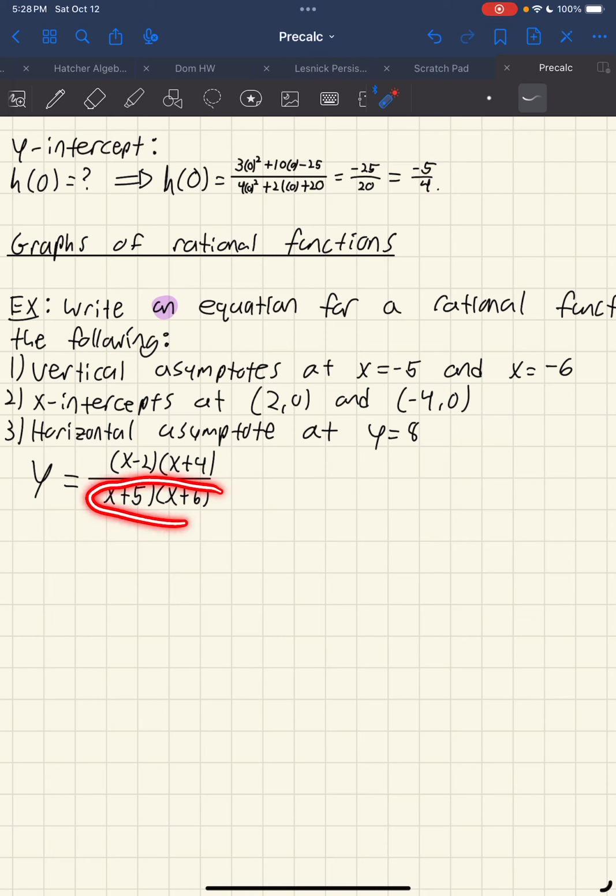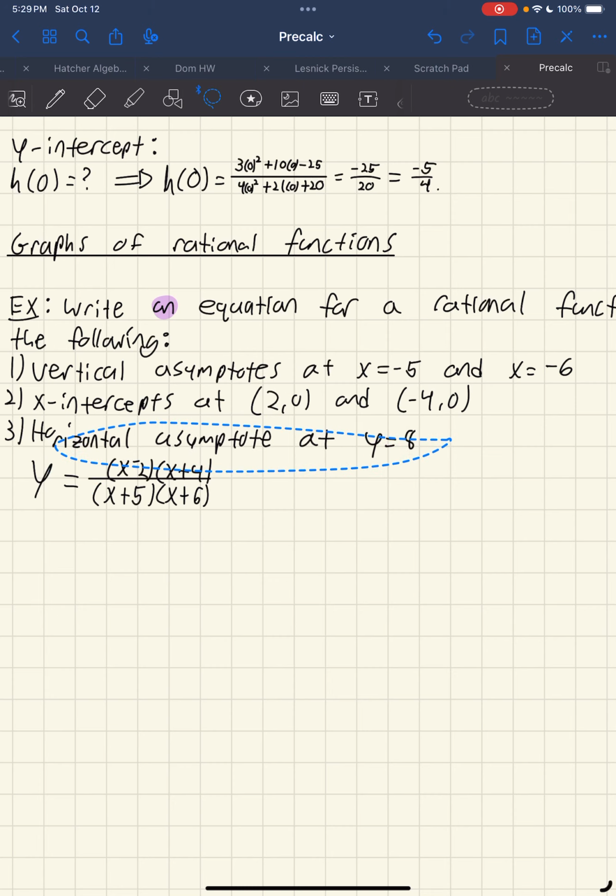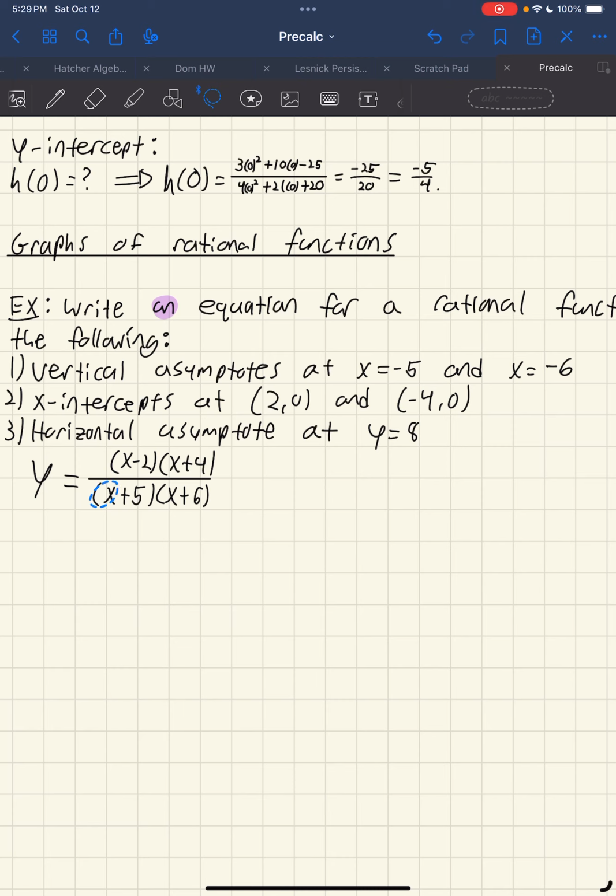Exact same thought process downstairs. So what that means is that the degree in the bottom is 2. The degree in the top is 2. I have a horizontal asymptote at y equals 8. So what that means is that degree 2, horizontal asymptote then, because the degrees are the same, that must mean that the horizontal asymptote is right at where the leading terms get divided.